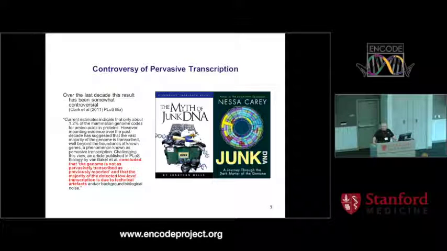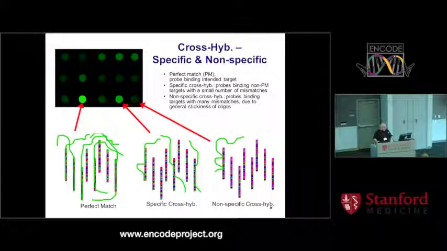So one thing I want to emphasize is that this analysis I'm showing you before was using tiling arrays. These were all done using replicate analysis. So these were results that were biologically reproducible if you repeated the assay. So these were not just due to noise.